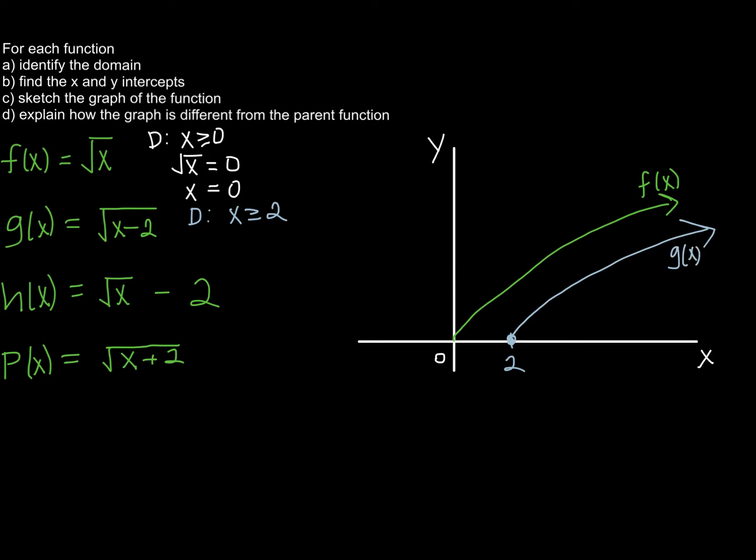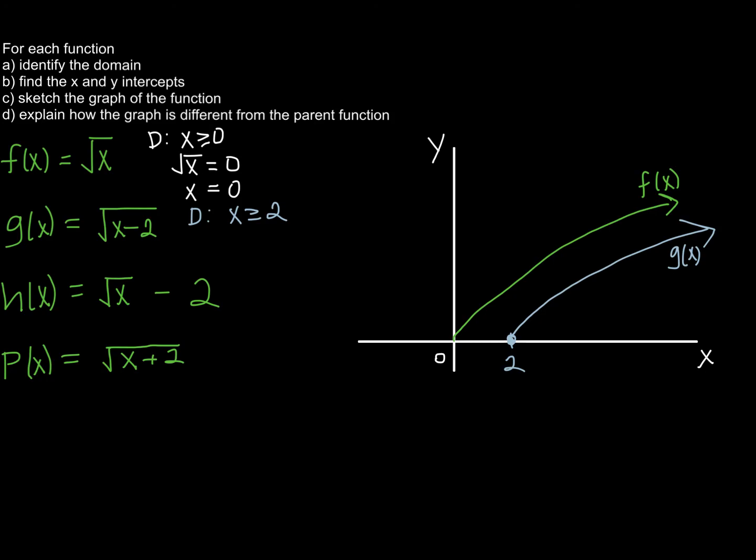All right, your goal is to go ahead and do the same thing for these next two functions, h and p. Notice a key difference here. In g of x, we had a radicand of x minus 2. Here, we have a square root of x, and then after taking the square root, we're subtracting 2. So be mindful of those differences.